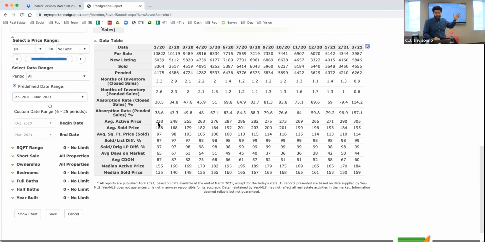Here's a crazy one. Average active price in Northeast Ohio just in the past year, 238 last year and 305 now. So yeah, that's the number. It's crazy. So you can go a little bit of, okay, what does that mean?